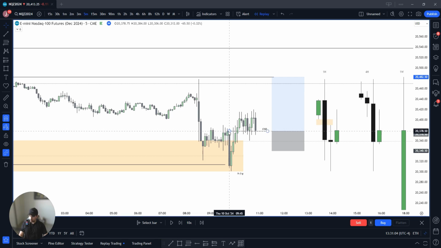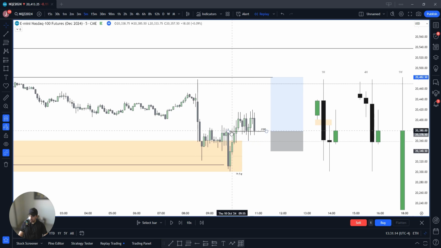We have a unicorn model here, or actually, sorry, not a unicorn model, but we have a change in state of delivery and we have a breaker block here. It actually is a unicorn model because we technically do have a fair value gap overlap, a very small one on the 5 minute, but we're entering on the breaker in the CISD here. So you notice how there's no body candle closures closing below the opening price of this down close candle. Wicks do the damage, bodies tell the story, as ICT says.